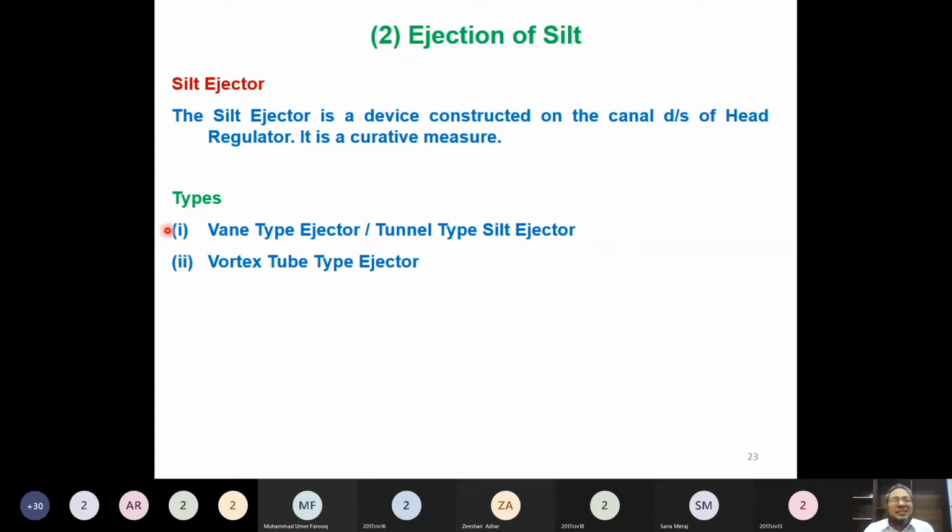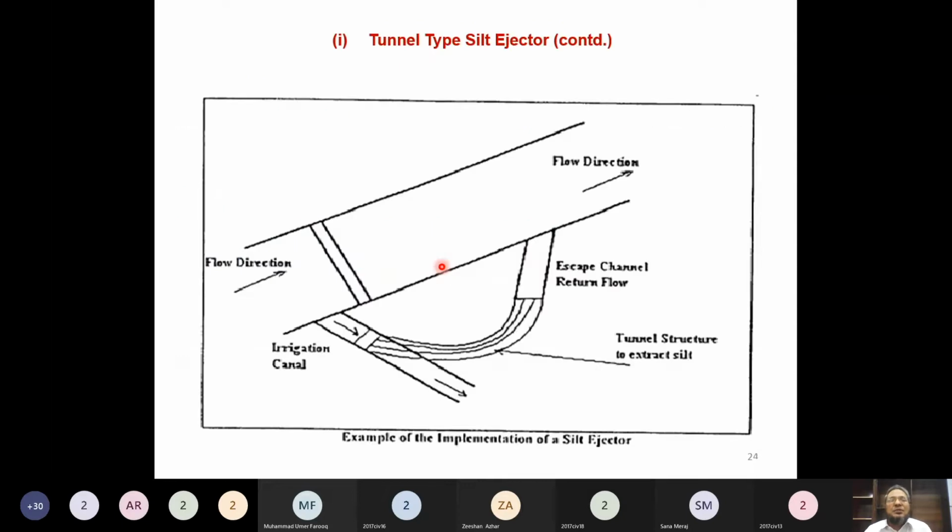Like the silt excluder, what was the type of the silt excluder? It was tunnel type. Do you agree? The silt excluders which we have discussed were tunnels. So in silt ejectors, one type is vane type or tunnel type, and the second is vortex type silt ejector. So both we will discuss in detail, but before that, we want to know the location or the layout plan, how a silt ejector is provided in the canal and how the sediment is managed. That is given in this diagram.